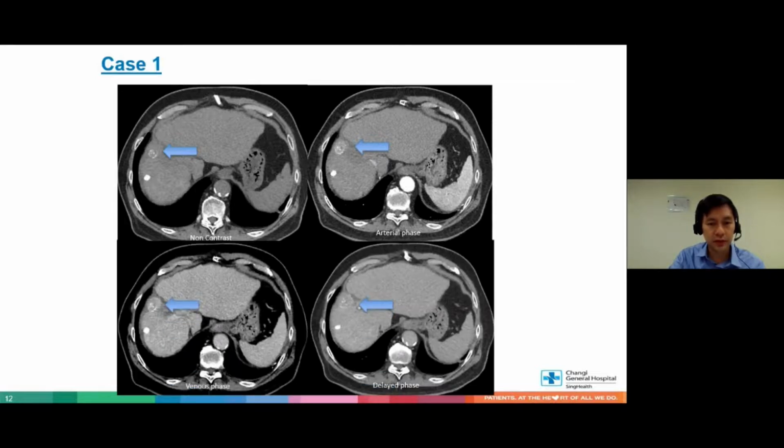Let's look at the two other phases. Again, they are not really very helpful. We're still not very confident whether there's any contrast uptake. So depending on who's interpreting the scan, there may be differing opinions about whether this is still remnant tumor.